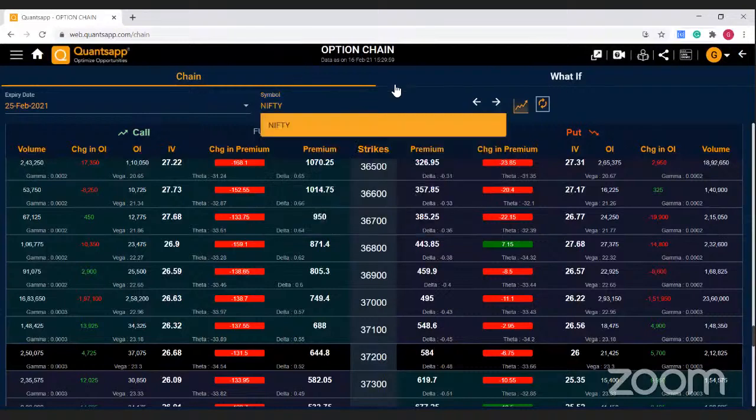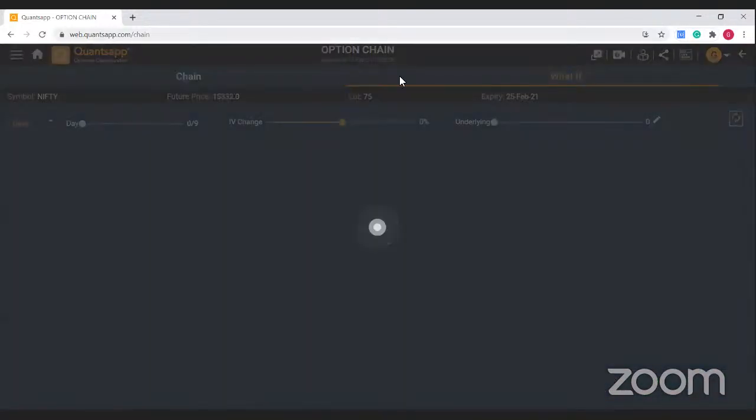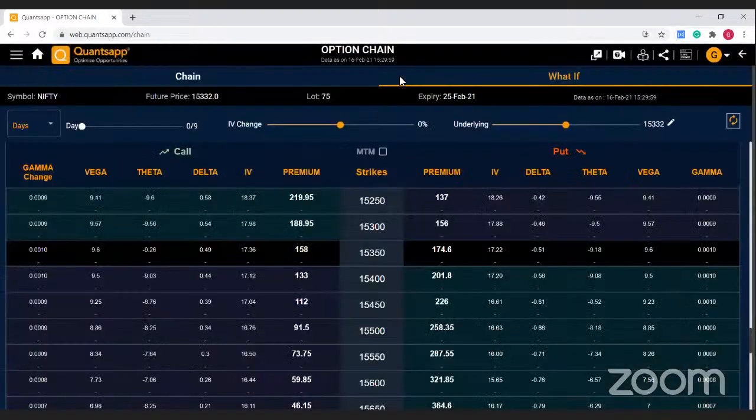You can also put in the chat box if you want to see how the option premium will change as the days to maturity pass, or how the theta value will impact the option premium. Okay, so we are taking the Nifty option chain. We're going to analyze and see. Yes, sure Mandar, we're going to take Zee Entertainment later.